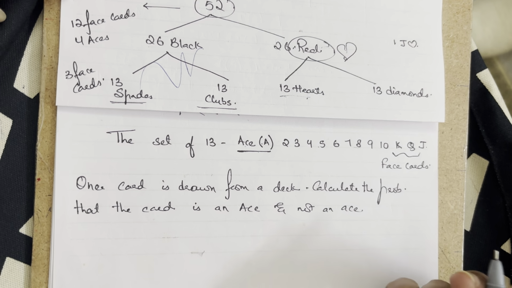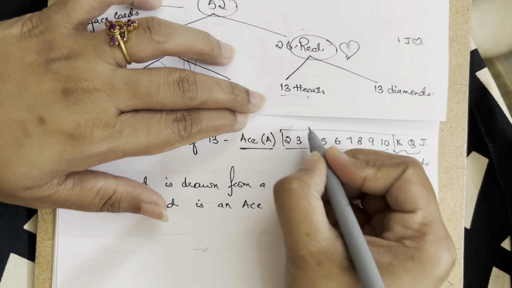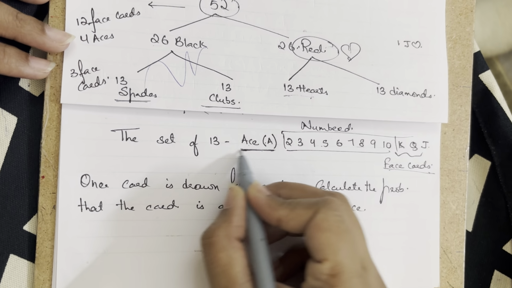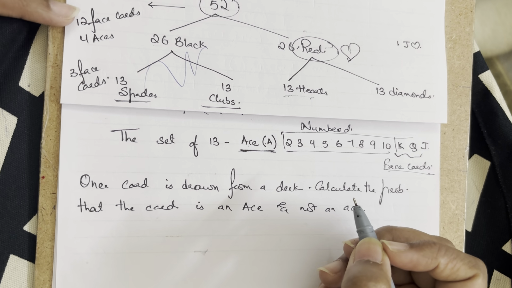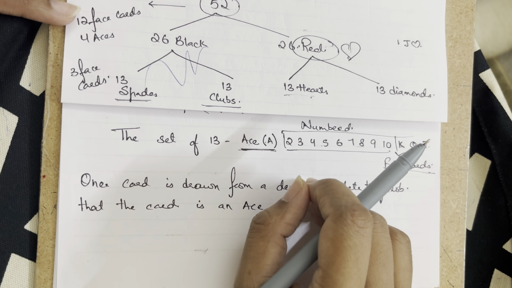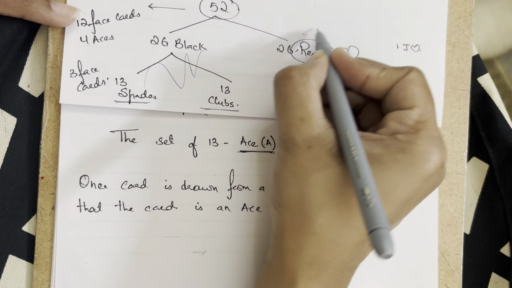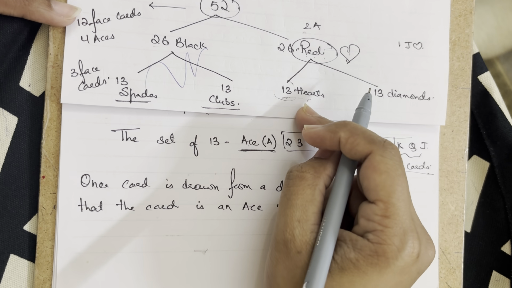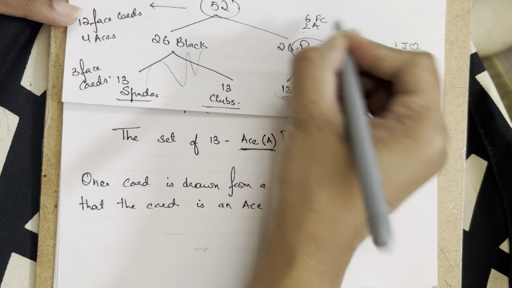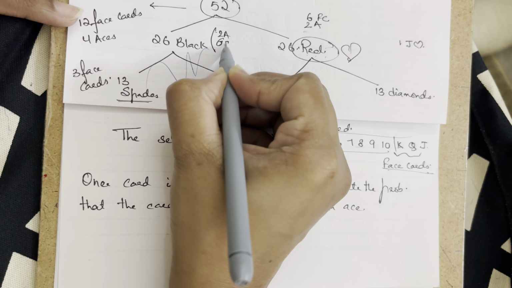These other cards are called numbered cards, but these are called your face cards and these are called your aces. So 4 aces and 12 face cards are there in the set. Now how many aces are there in red? 1 ace is here, 1 ace is here, so there are 2 aces in here. How many face cards in here? 3 face cards here, 3 face cards here. Total of 6 face cards. Likewise for the 26 black also, 2 aces and 6 face cards are here.